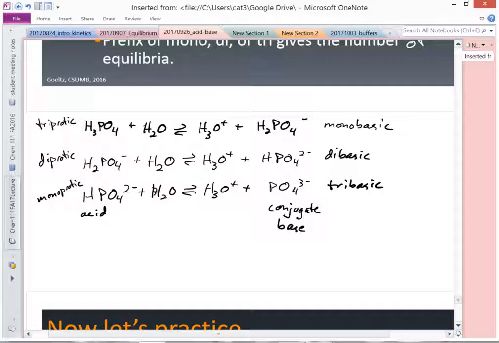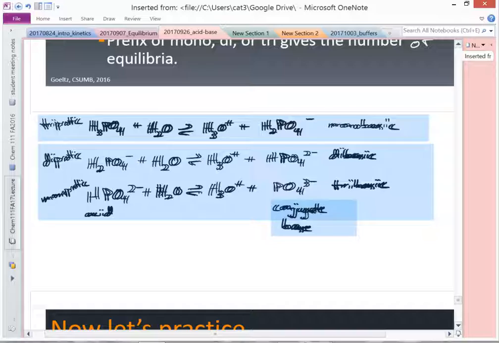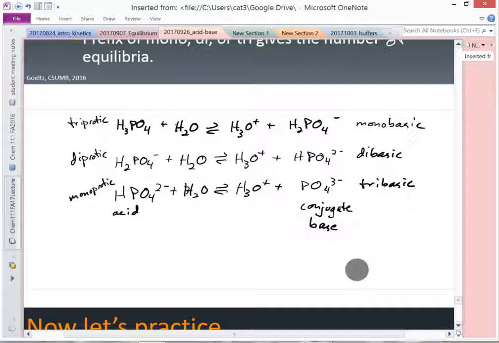I would like to move all of this to the right. Let's see if I can do this. Is that going to work? Kinda. Yeah. All right.